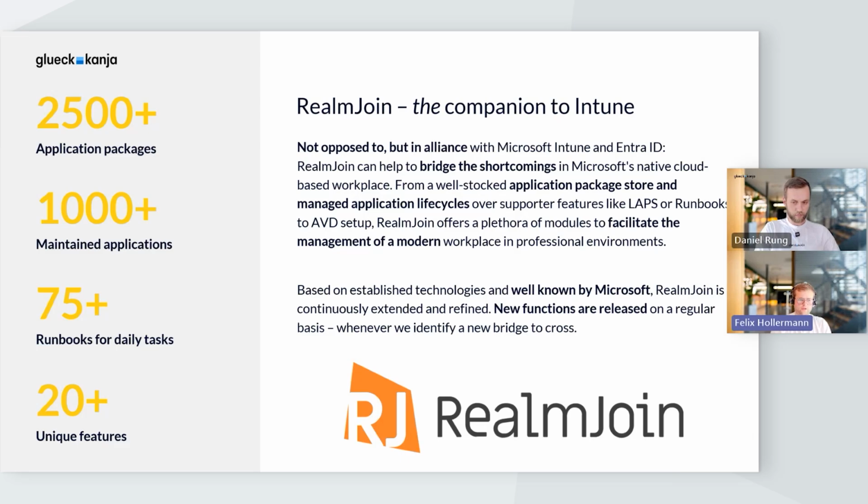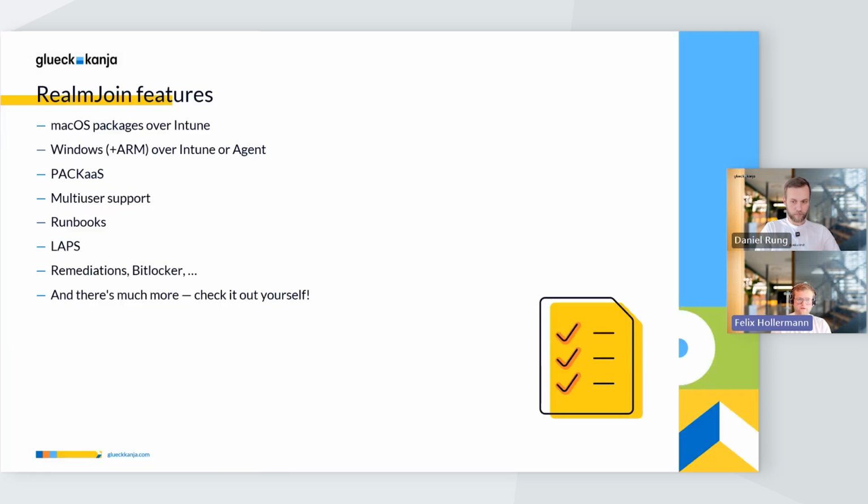We have about 80 runbooks for daily tasks and over 20 features. Some features we want to mention here. At this point, we support macOS packages over Intune. So you can deploy macOS packages over Intune through our RealmJoin store. You can deploy Windows and ARM packages over our packaging store with Intune on our own RealmJoin agent.